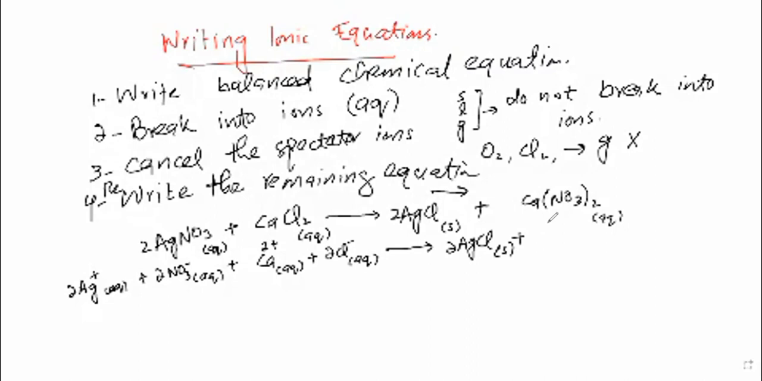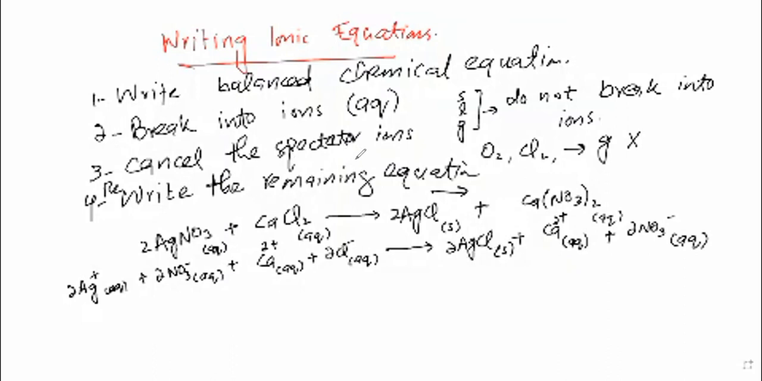Next is calcium, Ca 2+, so it is also in aqueous form. 2NO3 minus is also in the aqueous form. This second step we have done. Write the balanced chemical equation. We have written. Break them into ions, aqueous. And if there is solid, liquid and gas, do not break into ions. Okay, we can break into the ions, and we have done.